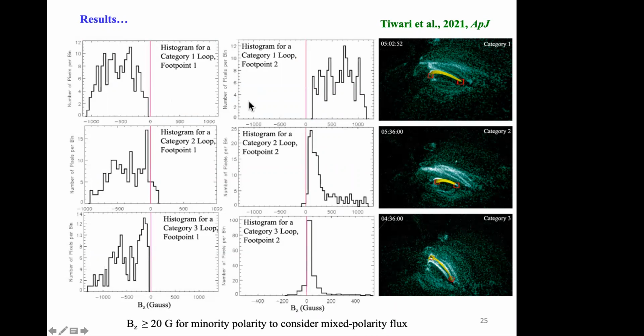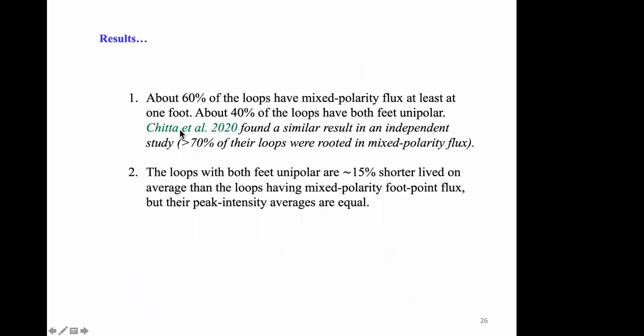We found that about 40% of the hottest loops are rooted in unipolar magnetic flux. So this doesn't support the cancellation idea, but 60% of loops were rooted at least at one foot point in mixed polarity magnetic flux. This strongly supports the cancellation idea. And there are more papers finding the same. For example, Jitta found 70% of the loops were rooted in mixed polarity magnetic flux. We also found that the loops with both feet unipolar are 15% shorter lived on average than the loops having mixed polarity magnetic flux, but their peak intensities are equal.